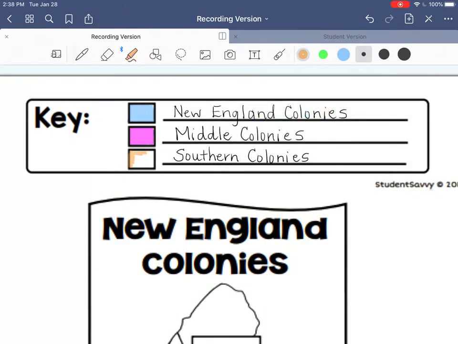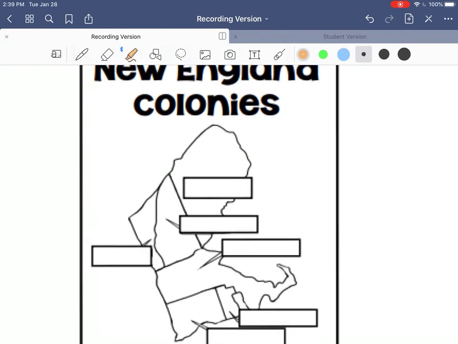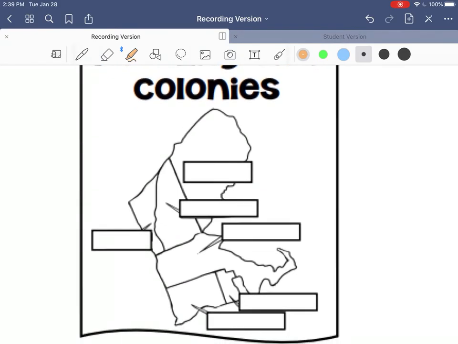So this is a key. A key is very often on a map that will tell you what the colors or the symbols represent. So if you have a key on the page, you want to start there. Look at that carefully and make sure you understand exactly what that key is talking about. So let's zoom in on our map of the New England colonies. I know you've seen this before, but I want to just keep reviewing it. It's very important to help us remember.